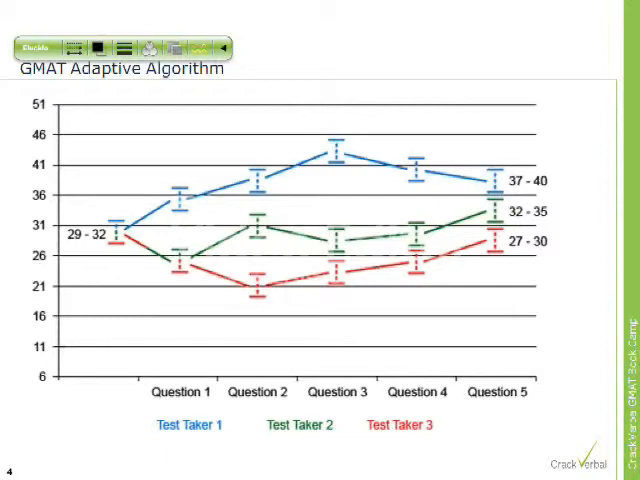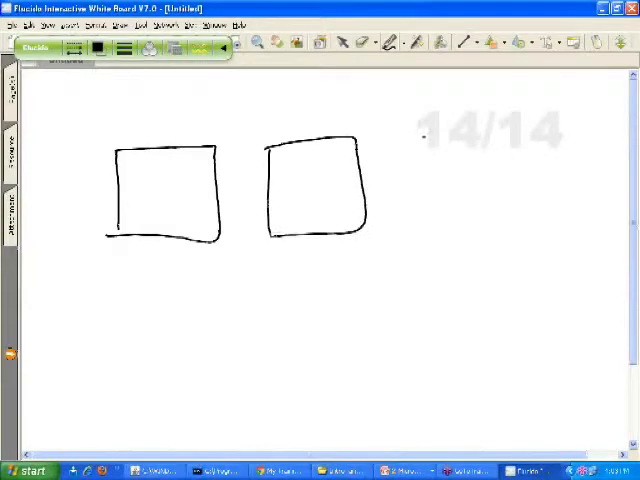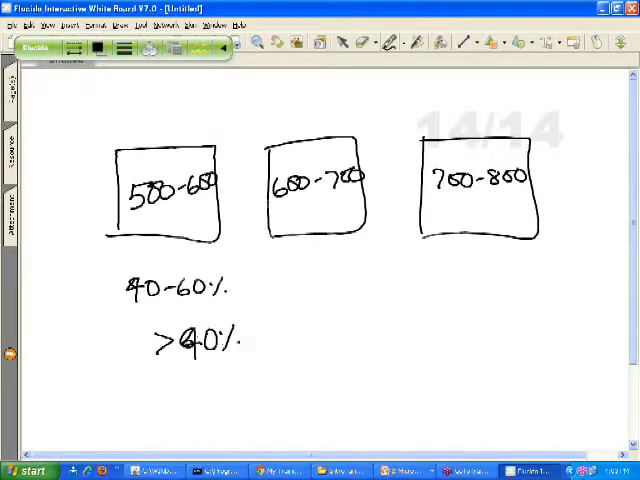Let's say you start off, and I'm going to give you a very rough picture. Let's say this is the 500 to 600 bucket, this is the 600 to 700 bucket, and this is the 700 to 800 bucket, right? To be in each bucket, you need to have an accuracy of around 40 to 60%. Less than 40% accuracy, you will go down, and if you have a greater than 60% accuracy, you move up.